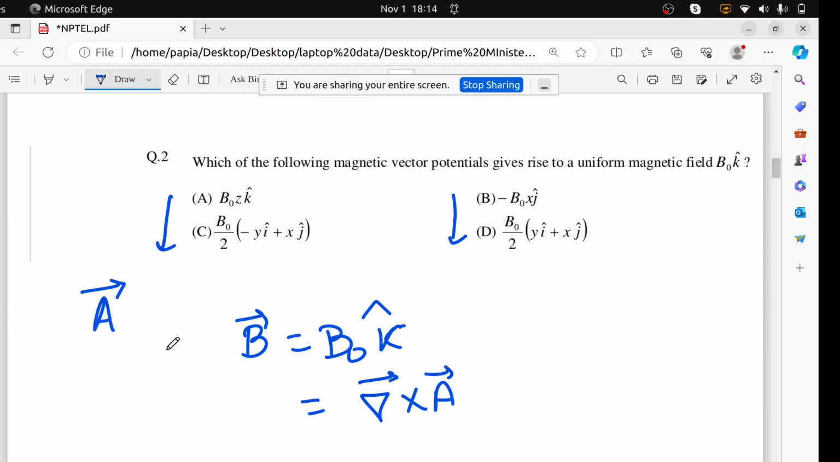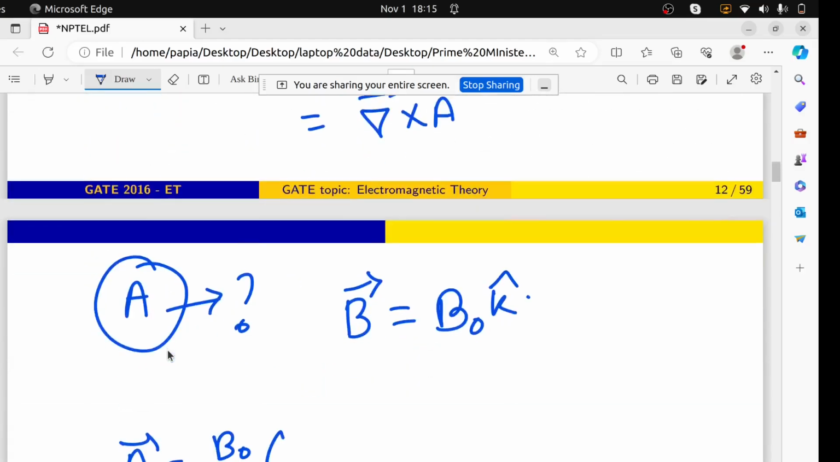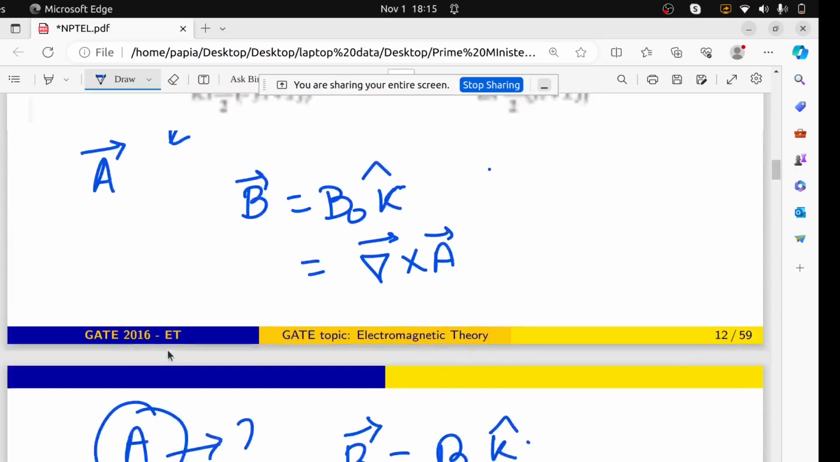First of all, we can calculate the A option directly, but it's very simple. As you can see here, it is the Cartesian coordinate. So we can simply calculate this one also. Curl of A equals some value, and we have to choose which one is the correct one to give this. So how to do that? Simply, let me write here any one. Let me do this one. B0 by 2 into minus y cap plus x cap, that is, minus y i cap plus x j cap. Let me assume that this is the correct one.